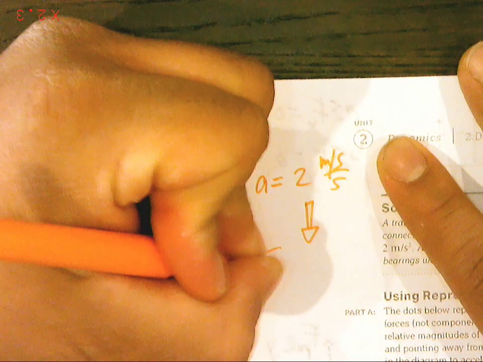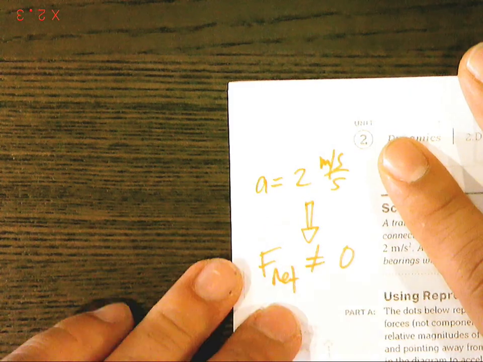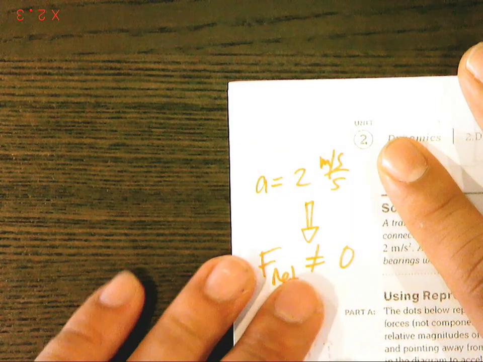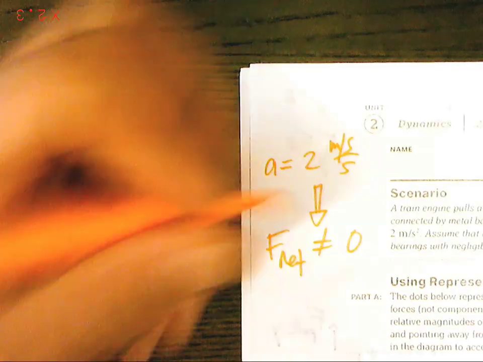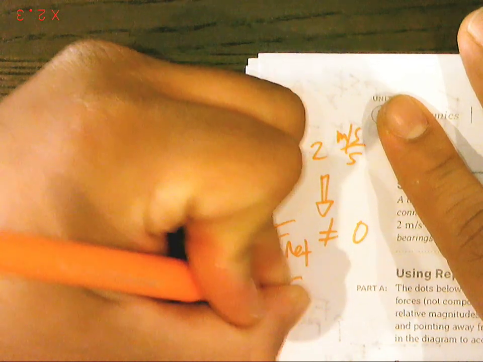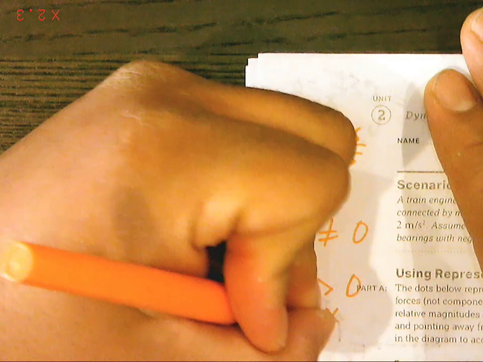That the net force does not equal 0. You have an acceleration, so net force can't equal 0. The net force must actually equal something. And so if I'm going to look at this, the sum of my F net is going to be greater than 0. And particularly the sum of my F net in the x.